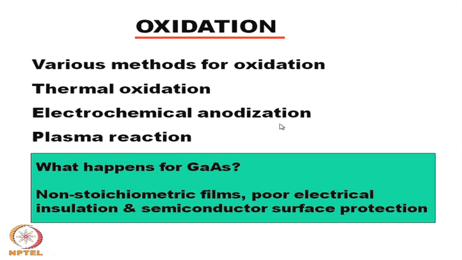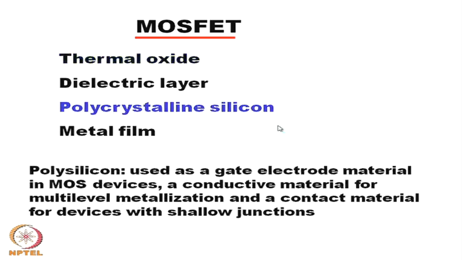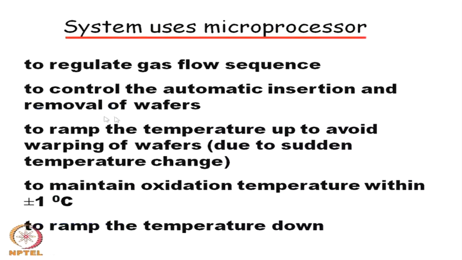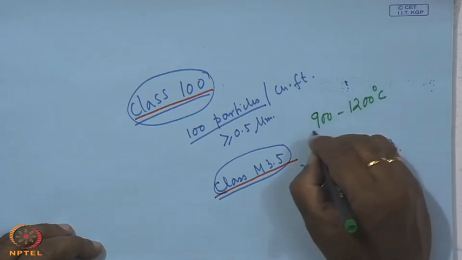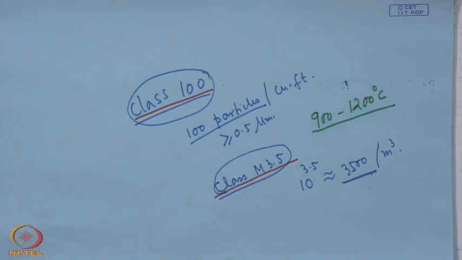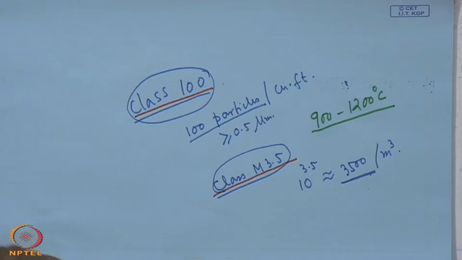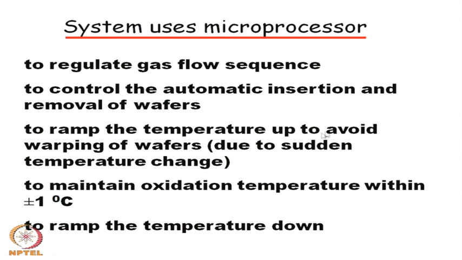So, everything will be settled by the microprocessor control, and in this case apart from this gas flow sequence and automatic insertion and unloading of wafers, you have to increase the temperature, because the temperature required in this case is normally 900 to 1200 degree centigrade. This is the temperature required for the oxidation. Now, to ramp the temperature up to the oxidation temperature, you have to ramp the temperature.